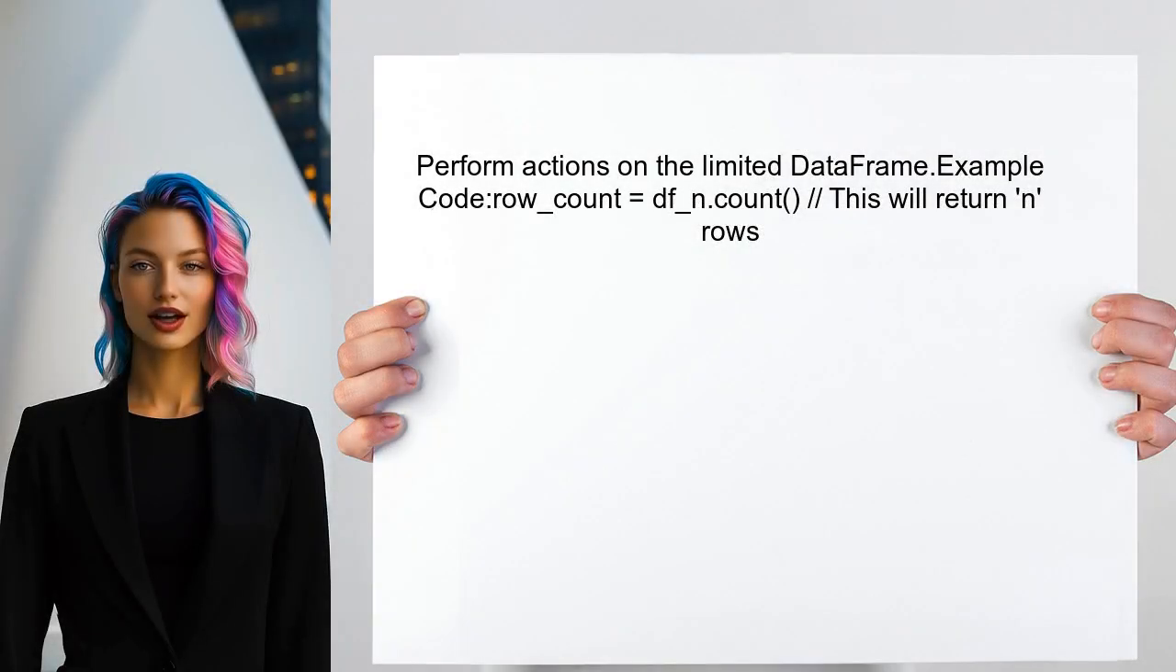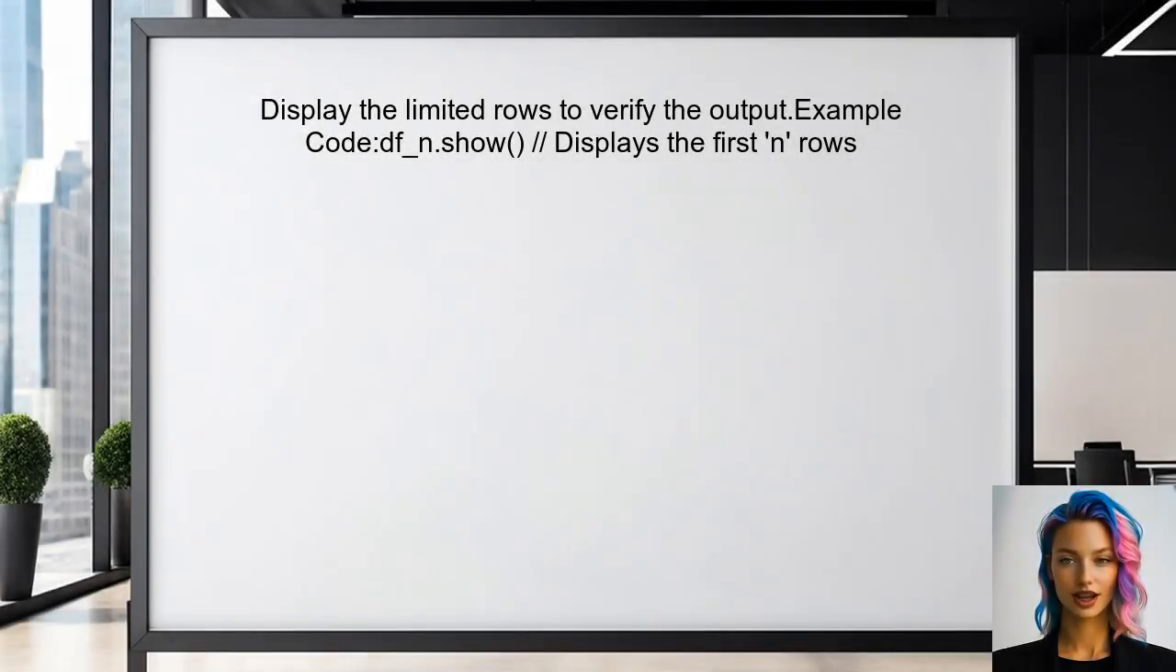After applying the limit, the user can perform actions like counting the rows. This will now reflect only the limited number of rows specified. Finally, the user can display the limited rows to verify the output. This can be done using the show method.